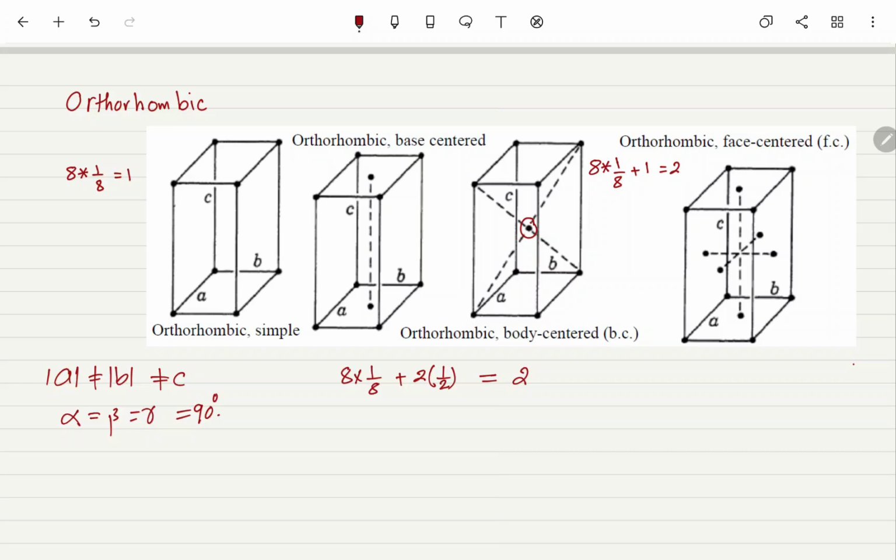Now the last one is the face centered. In this one, there are 8 atoms in the corners. Each atom is sharing 1/8, and in the middle of 6 faces of the cube there is an atom. This atom is sharing with this cell and the next one. So 6 times half here. In total, the number of atoms sharing this cell is equal to 4.